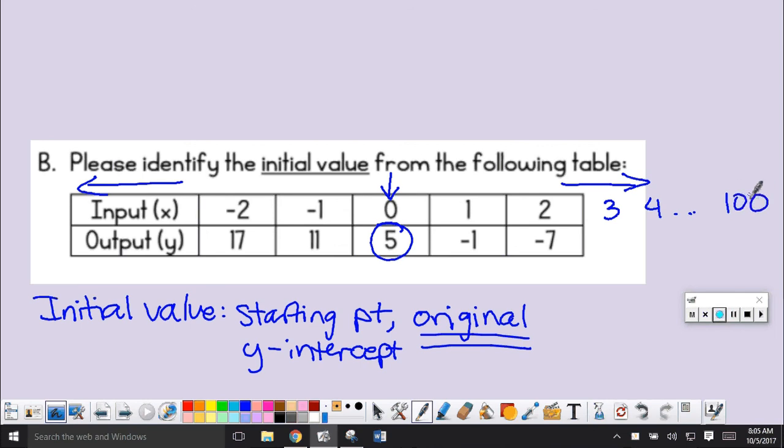So negative 2 is not our starting place, because negative 2 is just a value in our table. But 0 is truly our starting place, because 0 is where you start anything. You don't start with your bank account having a certain amount of money in it. You start with 0 money. So our initial value in this problem is 5.